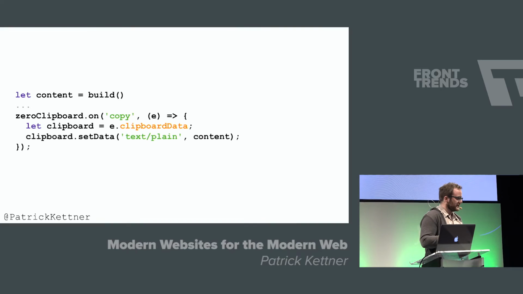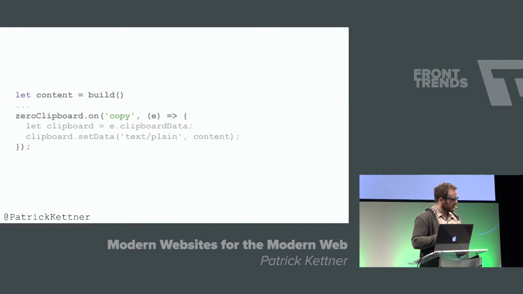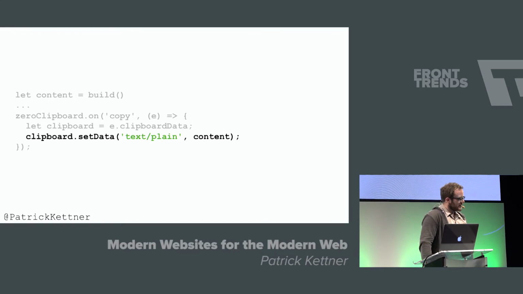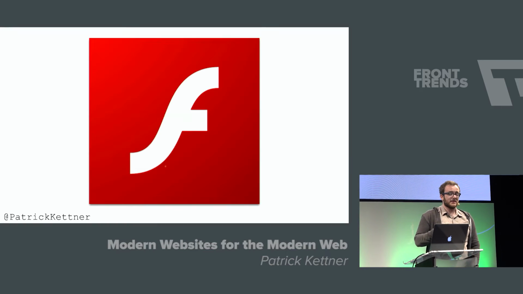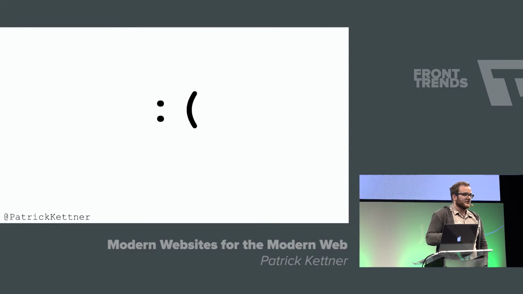All you have to do is we will grab the content, which just becomes a big long string, which is that build that we have. And then we say ZeroClipboard on copy. We grab the clipboard data, and then we set it to text plain, and we pass in that content. So it's a really straightforward API. It's really clean, and it's great. The problem is that it's Flash, which we all know sucks a lot. Flash is old. It's dying. It's going away. It's terrible.